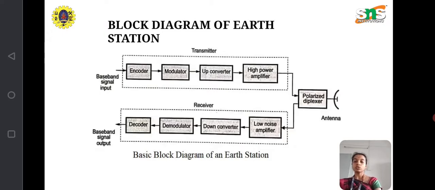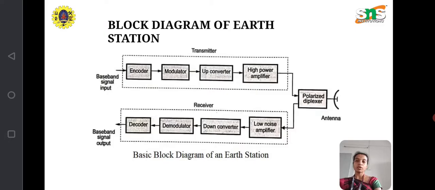First we use the transmitter block to transmit the signal from the Earth station to the satellite through the antenna. The baseband signal input is given to the encoder, and then it moves on to the modulator block to modulate the signal. The output is given to the up converter, where we convert the signal from analog to digital, and the output is given to the high power amplifier, and then to a polarized diplexer, where the antennas are connected.